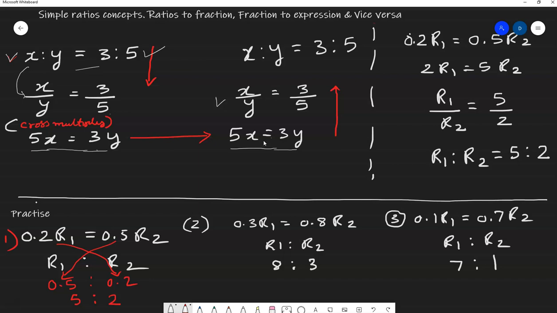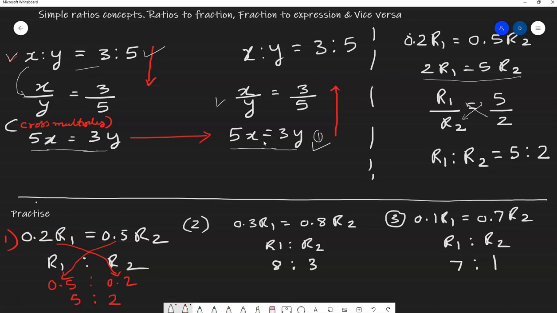Take one more example here. Assume that I got 0.2 R1 is equal to 0.5 times of R2. Convert this to get rid of the decimal numbers here. I'm going to have 2 R1 is equal to 5 R2. We are at this point, and now we want to go one level up. So you'll end up having R1 by R2 is equal to 5 by 2. You can always check: when you cross multiply, you must get the above expression. So R1 by R2 I can write as R1 is to R2 equals 5 is to 2.